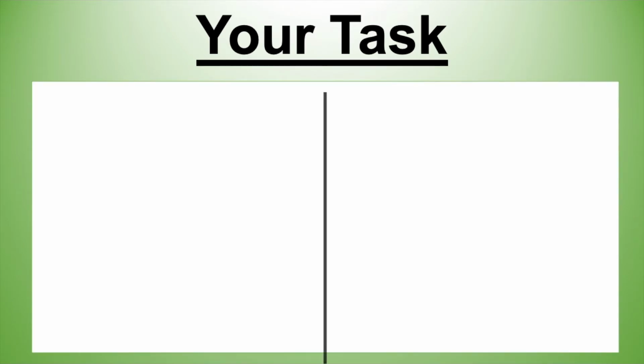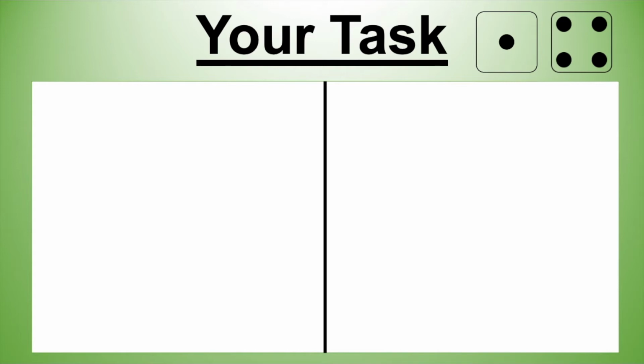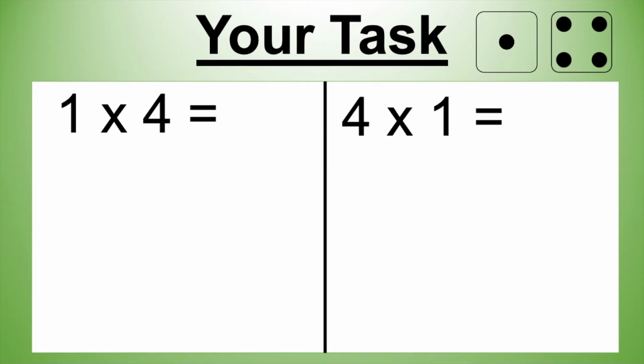You need to draw a line down the middle. You need to roll your dice twice to get 2 different numbers. So I'm going to roll. I get 1 and 4. Using those 2 numbers, you need to do a number sentence with the times symbol. Okay, so 1 times 4, and then I'm going to switch it around. 4 times 1.